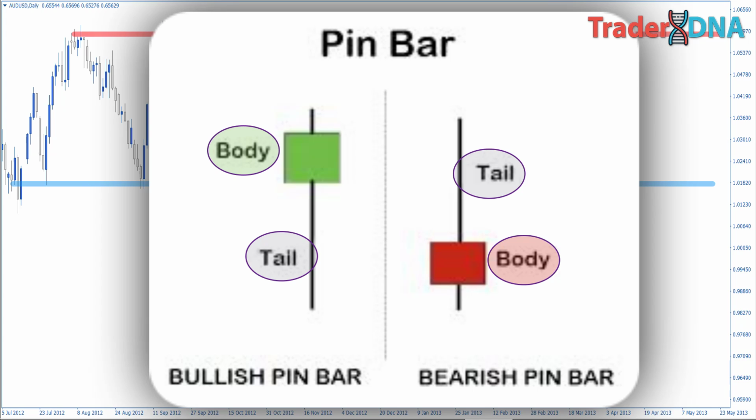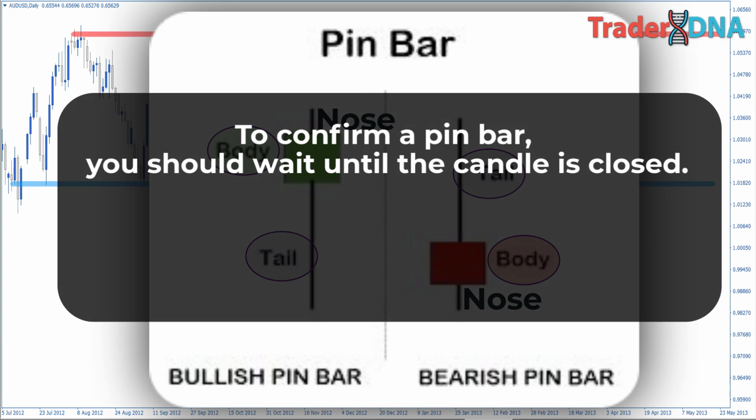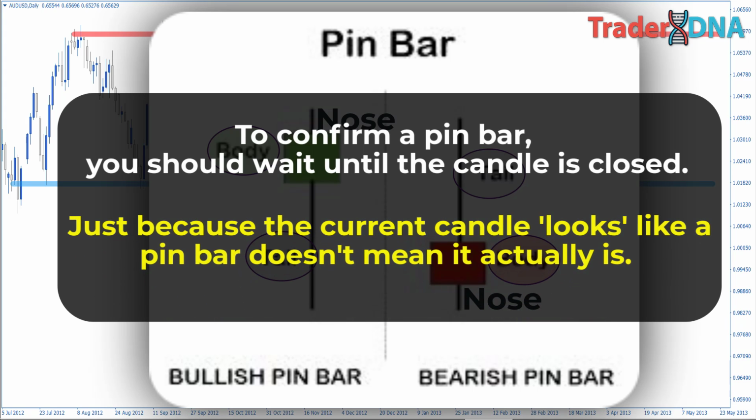There are various characteristics for a specific pin bar. For instance, the long end of the candlestick is called the tail, while the small end, or the opposite side of the candle body, is called the nose. Most agree that the long tail should be at least 2/3 of the total length of the pin bar itself. The other part of the pin bar naturally is, at most, 1/3 of the candle. Additionally, the opening price of the candle and the closing price should be relatively similar. This forms the body. To confirm a pin bar, you should wait until the candle is closed. Just because the current candle looks like a pin bar doesn't mean it actually is.